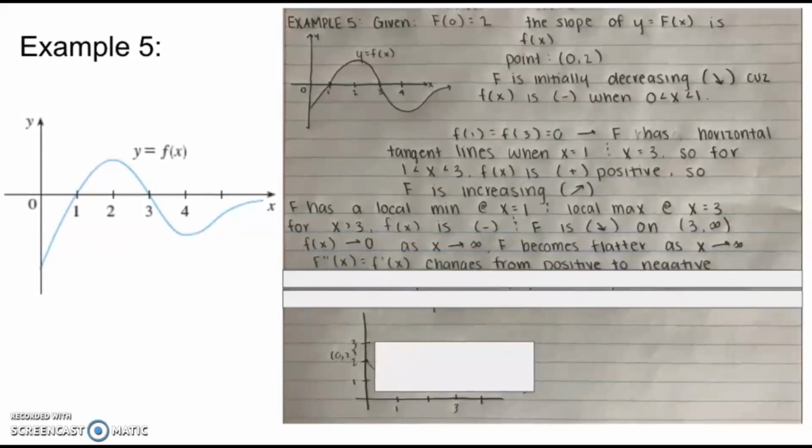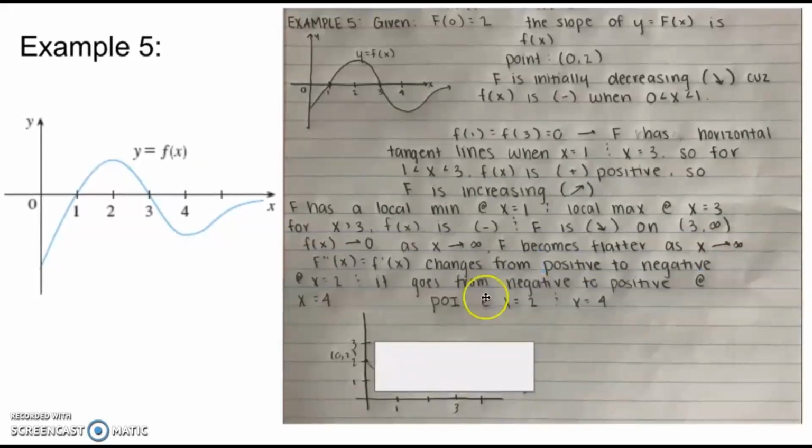Also notice that f double prime of x equals f prime of x. From this, we can see that it changes from positive to negative at x equals 2 because it goes from increasing to decreasing. It goes from positive to negative at x equals 2, and from negative to positive at x equals 4, which means that there are points of inflection on capital F at x equals 2 and x equals 4.